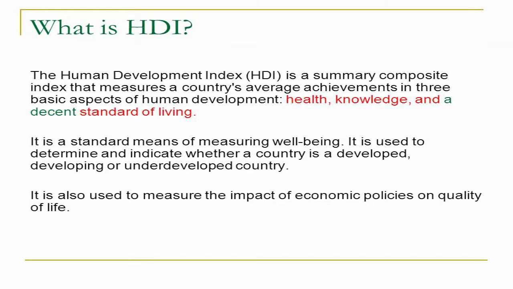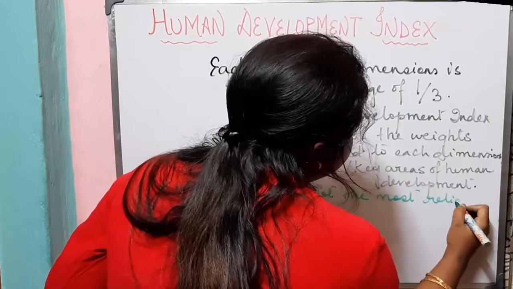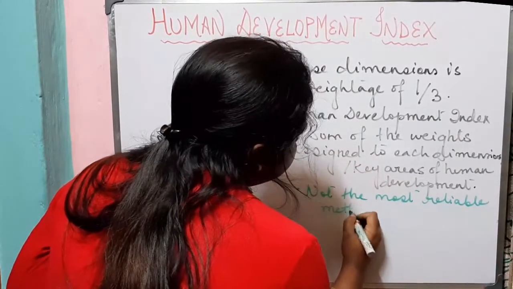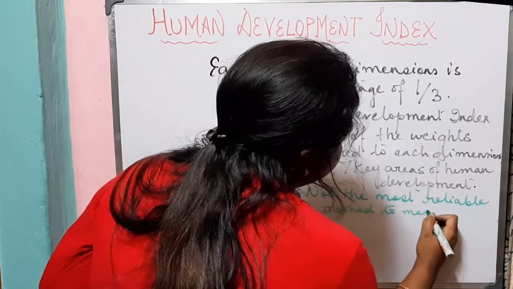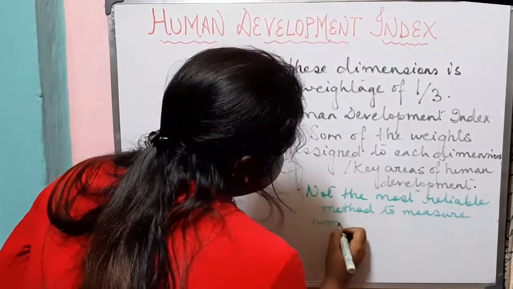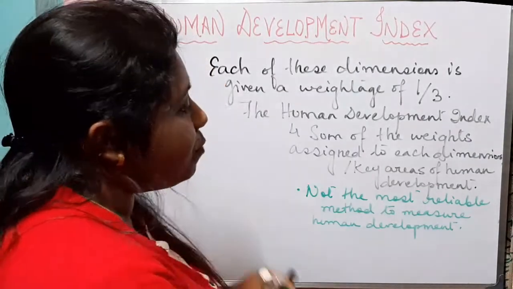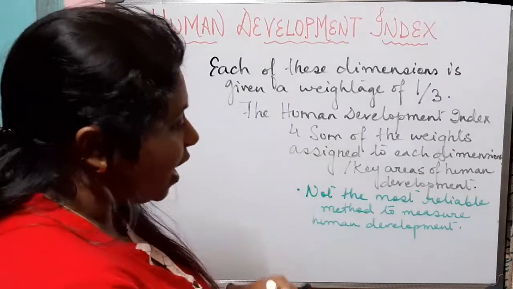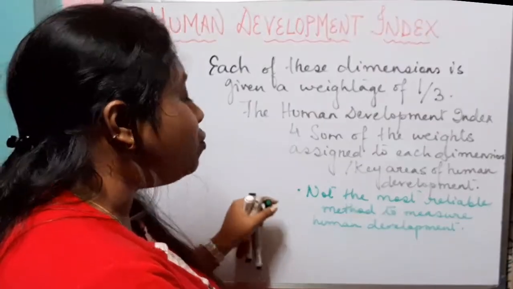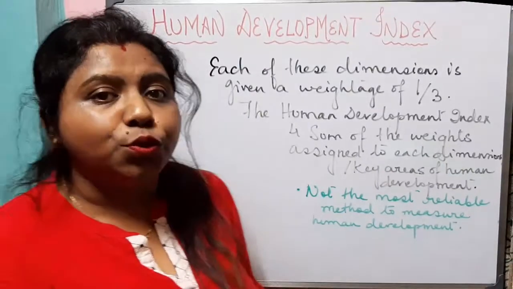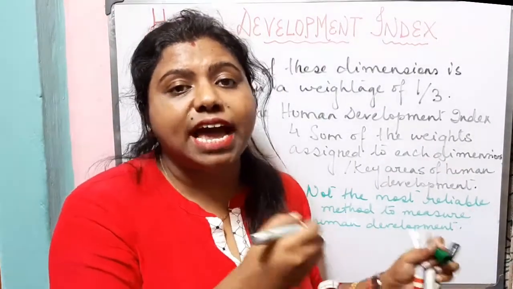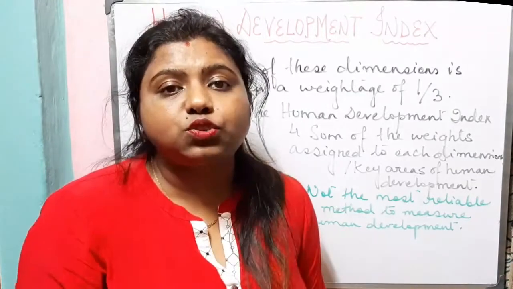Now, what is the Human Development Index? We can say that it is a sum of the weights assigned to each dimension. Now, the Human Development Index is not the most reliable method to measure human development. Here we get information on what has been achieved by a country in the key areas of human development, but we do not get to know the distribution of each dimension, whether they are equally distributed or not.